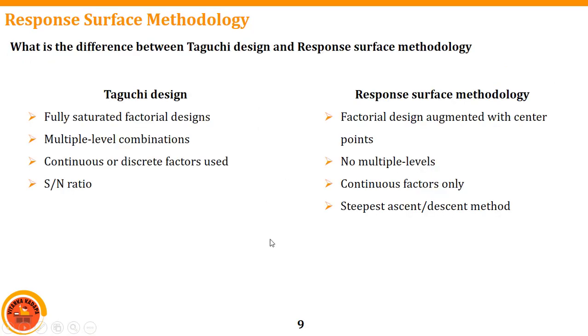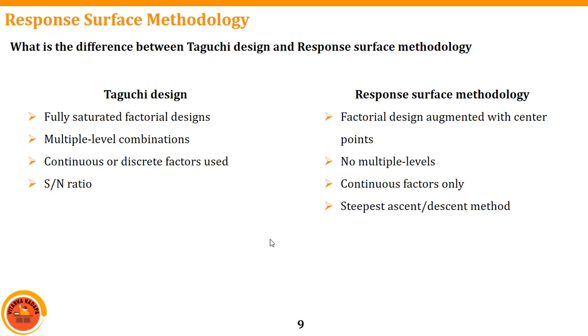Next, the most frequently asked question is this one. What is the difference between Taguchi and response surface methodology? See, if you try to observe, Taguchi designs are fully saturated factorial designs. From the factorial experiments only, Taguchi has taken an orthogonal array concept and developed it. But here it is totally different. Factorial design augmented with some center points. So we will have the factors as it is, but apart from that, we will have some center and axial points also here.